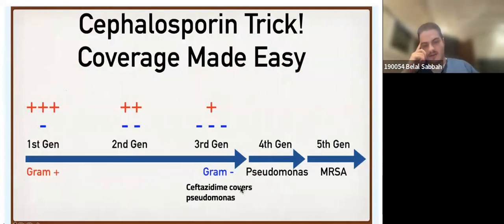The way I remember it is, gram positive bacteria are just so common. That's why they were the first gen that was made. And with second gen, they were just discovering gram negative. And then the more generations that went on, the more gram negative and the tougher the bacteria got. That's how I memorize it. And then ceftazidime, I can't pronounce it, but you guys get it.